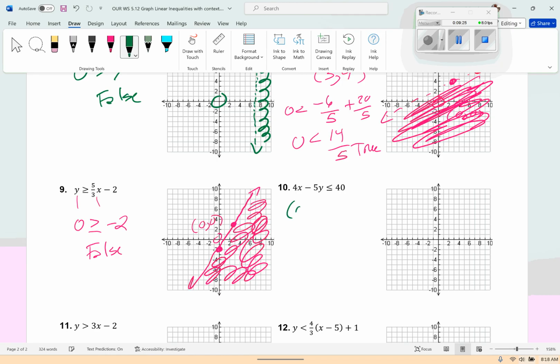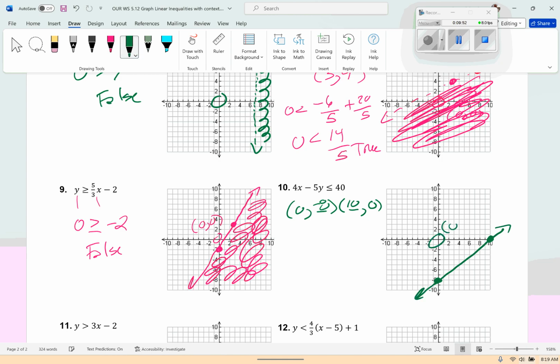Number 10, this is a cover method. So that's our x value. So negative 5 times what number gives me positive 40? And that would be negative 8. So 0, negative 8 is down here. This is a y value, so I'm going to cover up the y value. So 4 times what number gives me 40? And that would be 10, which is over here. It's a solid line because we have the equal sign underneath the inequality.